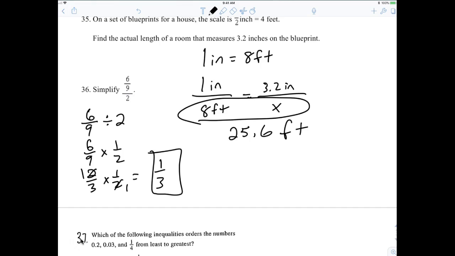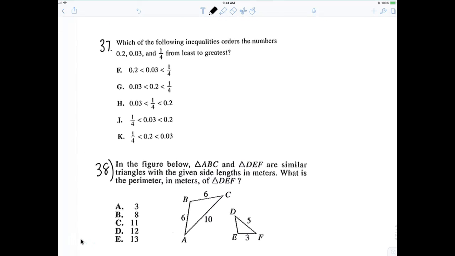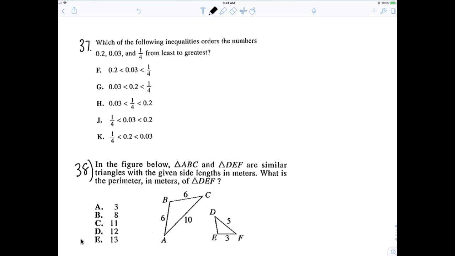All right, 37. Which of the following is least to greatest? Which one's obviously the smallest? 0.03. So I know it's not this one, or this one. Then 1/4 is the same as what decimal? 0.25. So now which one is the next one? 0.2. Right, so the answer was G.